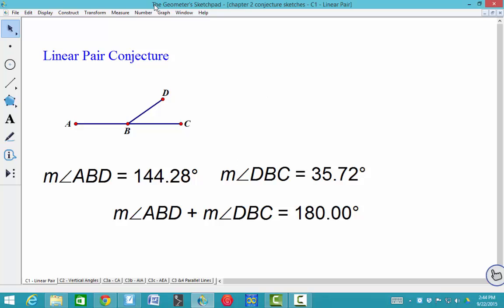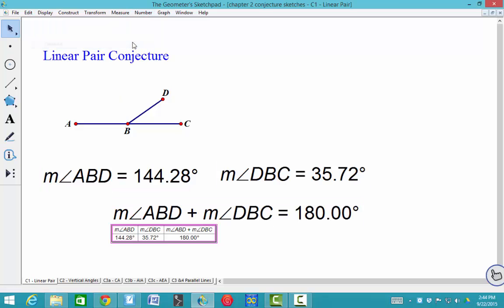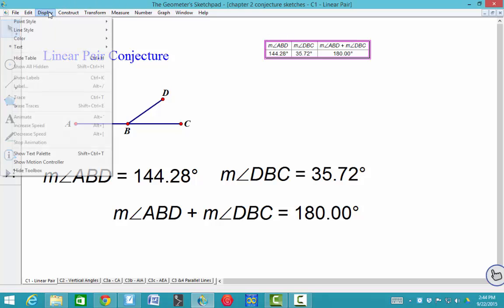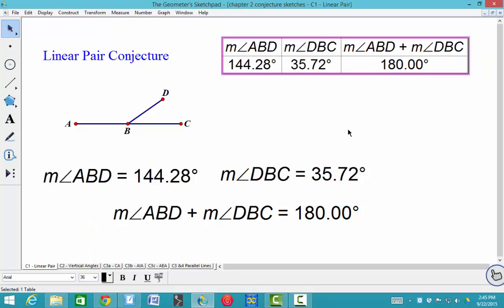I'm going to demonstrate that by creating a table. So I'm going to highlight all 3 data points that I want in my table, and I'm going to go up to number, tabulate. This creates the table here, and I'm going to increase the size of this font. If you go to display, show text palette, you'll get the dialog box at the bottom. As long as this is highlighted, you can change the font size of your table.